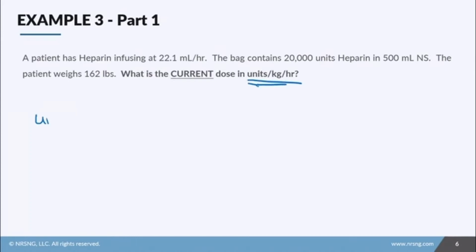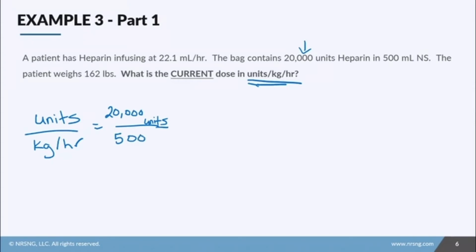So start with what you're looking for. Units per, double per, kilo per hour. Transfer your top units across. What do we know about units? 20,000. So 20,000 units is in 500 milliliters.